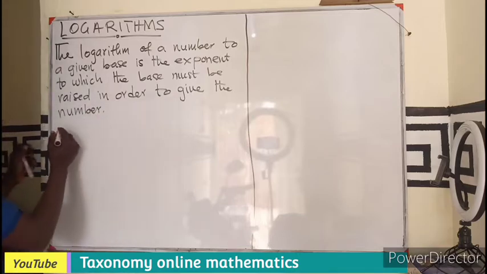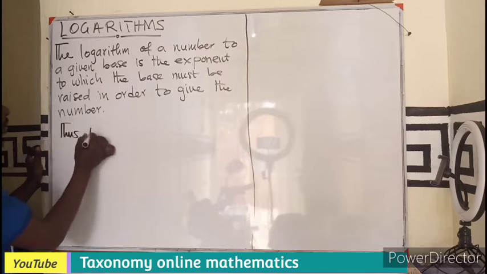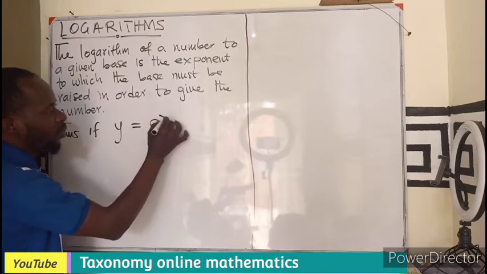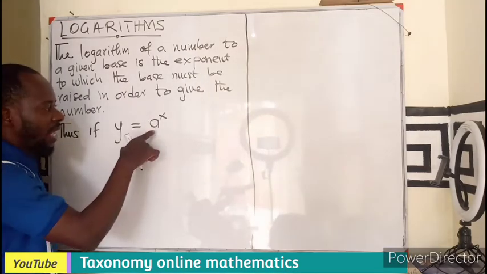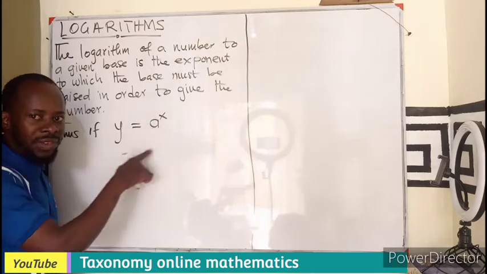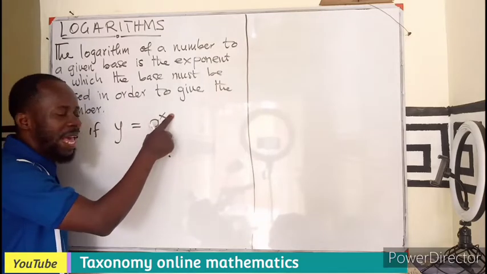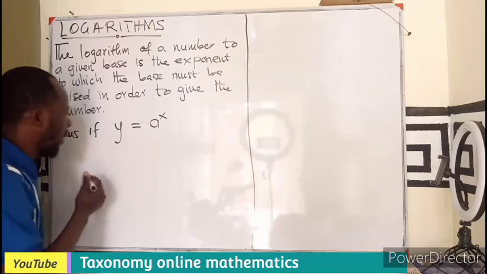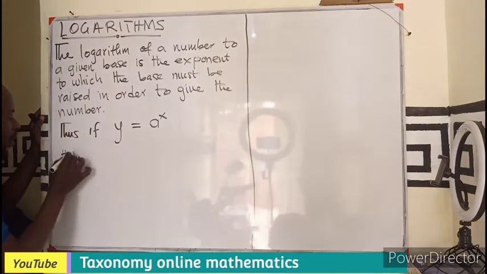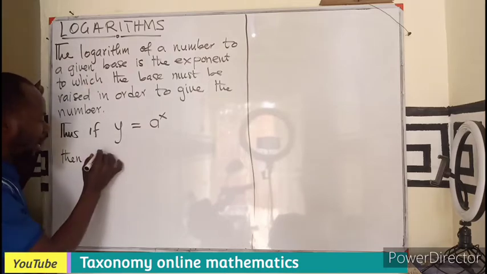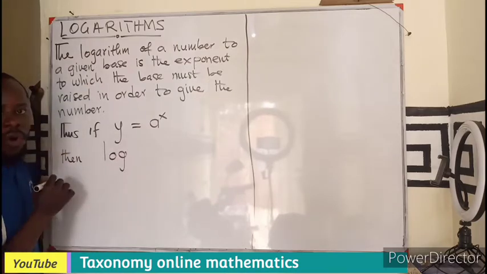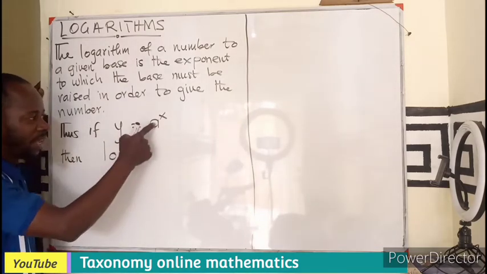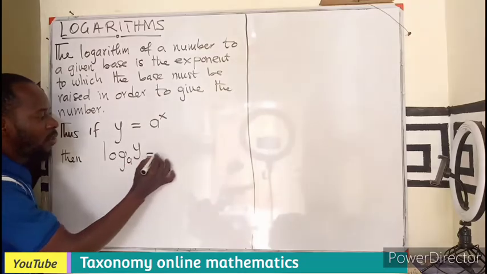Thus, if we have y equals a exponent x, this is the base in terms of indices. This is going to be the base, the exponent, and this is a number which we break into this power. Then by the definition of logarithm, you're going to say the log of the number, which number? This, to the base a is equal to what?